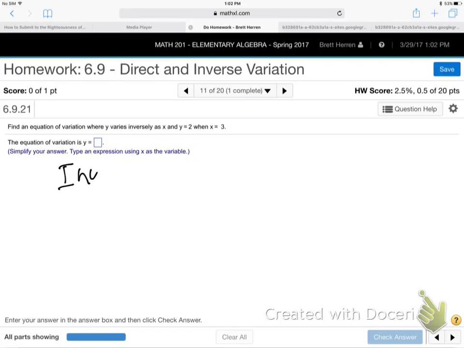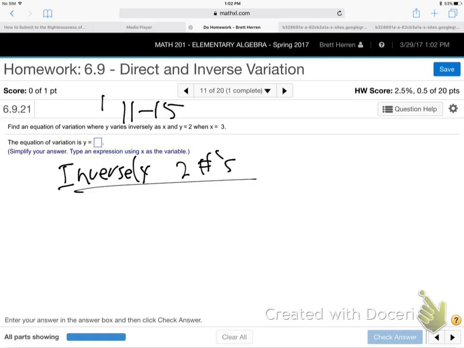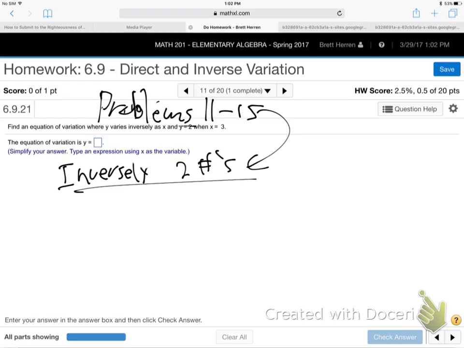Okay, last thing I need to show you, inversely and only 2 numbers. This is not going to be on the test, but it is in your homework. Back to number 11. I went backwards because I skipped them because they're not as important. I wanted to do a good job on the last stuff, which is on the test. But I think it's problems 11 through 15, might be 14. They are all inversely with 2 numbers. See, they're only giving me 2 numbers, not 3, like that.